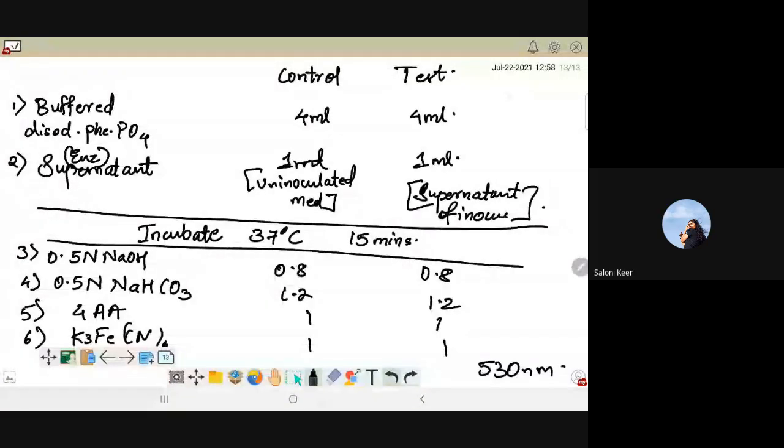Yes, sir. If my test is giving some value like, let us say, 0.40, and my control is giving me a value of something like 0.05, then I will minus this out. So what I will extrapolate on the standard graph has to be 0.35 and not 0.40.